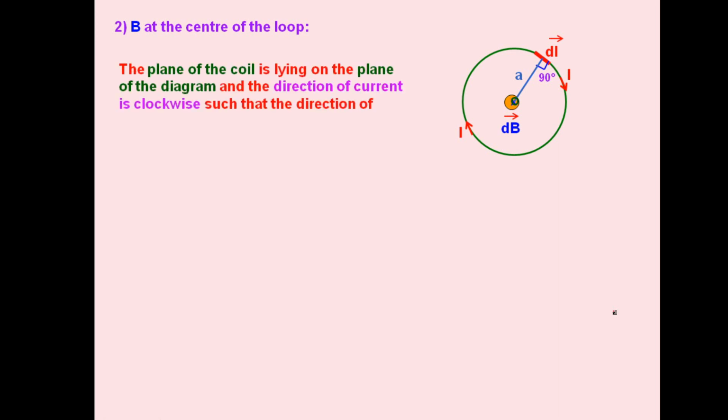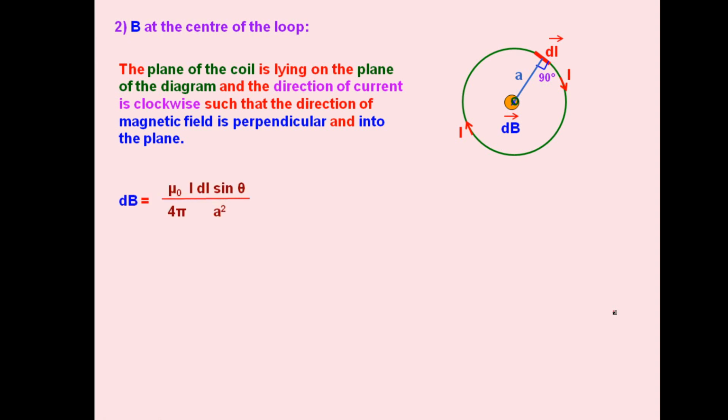Then magnetic field at the center of the loop. This is the second application. Magnetic field at the center of a current carrying circular loop. This is the coil, a circular loop carrying current I, having radius a. Current is passing in the clockwise direction. This is the dl element and it is making an angle of 90 degrees with the radius. Again, the magnetic field must be downward because of the clockwise direction. In clockwise it will be downward, in anti-clockwise it will be upward. So the plane of the coil is lying in the plane of the diagram and the direction of current is clockwise. So the direction of magnetic field is perpendicular and into the plane.